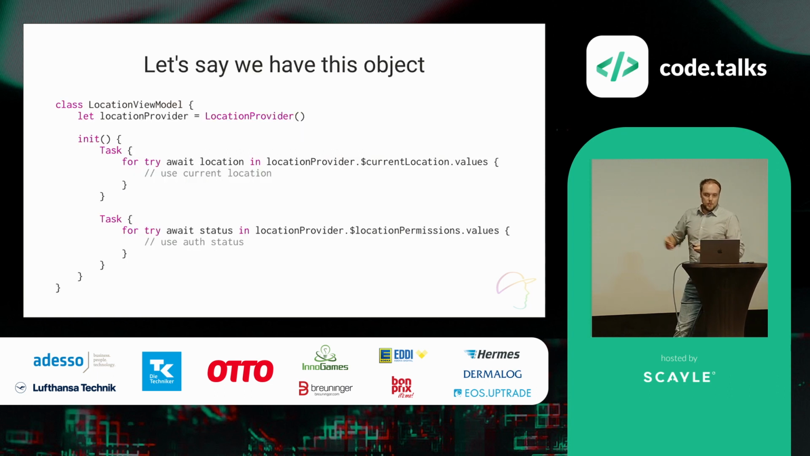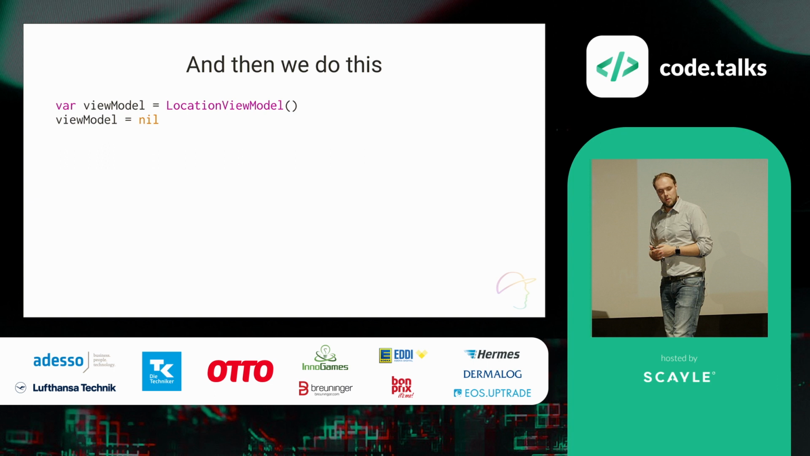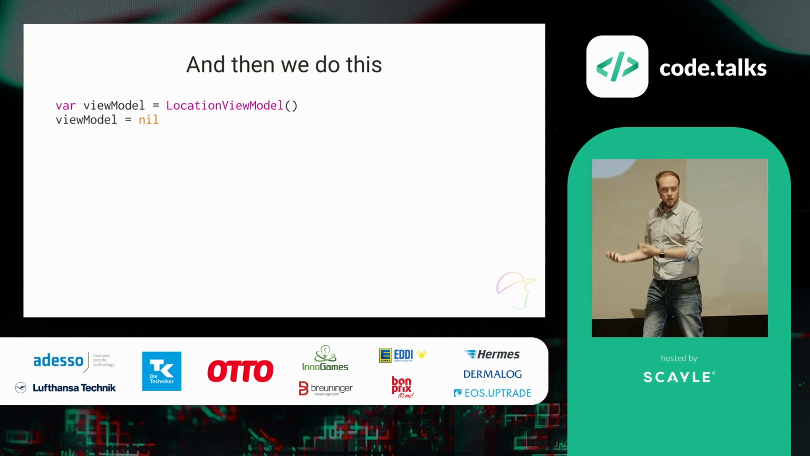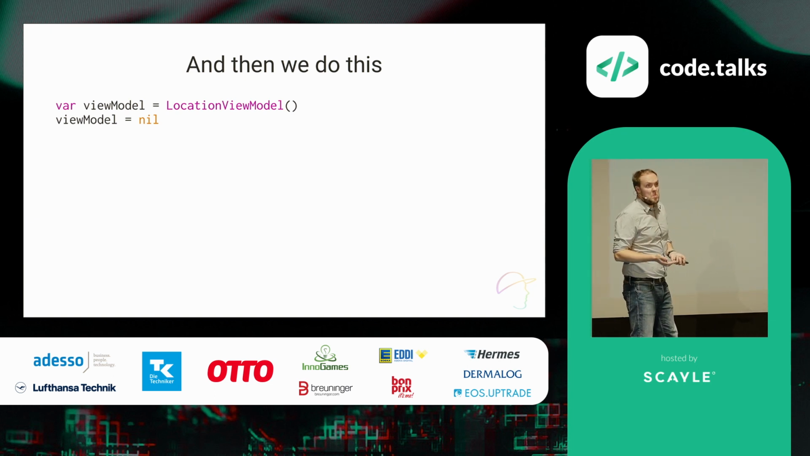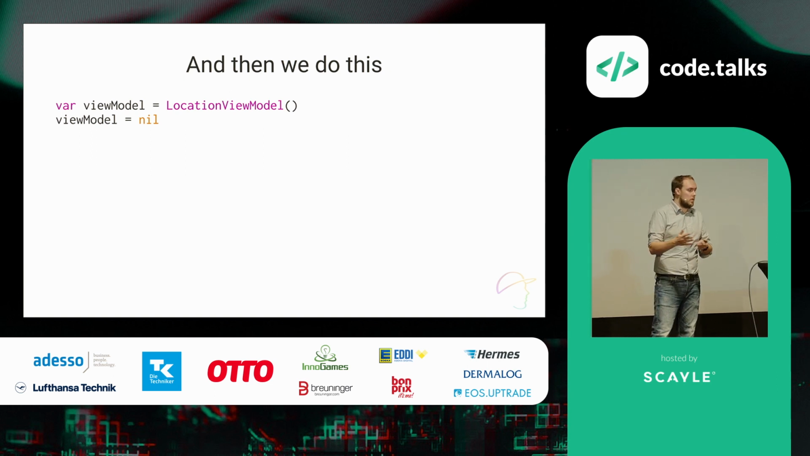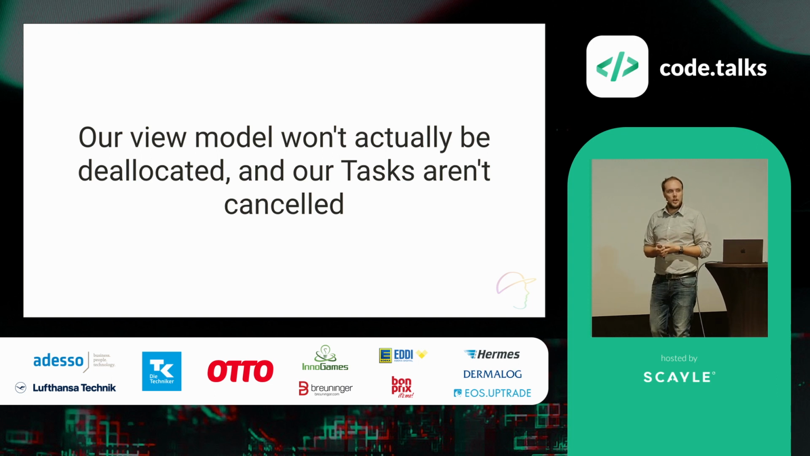So let's say we have this object, right? If we look at this, and then we do this, right? So we make an instance of our view model. We start observing the location provider, and then we set our view model to nil. The view model should go out of scope, and everything should be torn down. Right? We don't want to observe locations anymore because this object that is interested in the locations is no longer around. But there was a bit of a problem in our code. Right? Our view model won't actually be deallocated, and our tasks are not canceled.